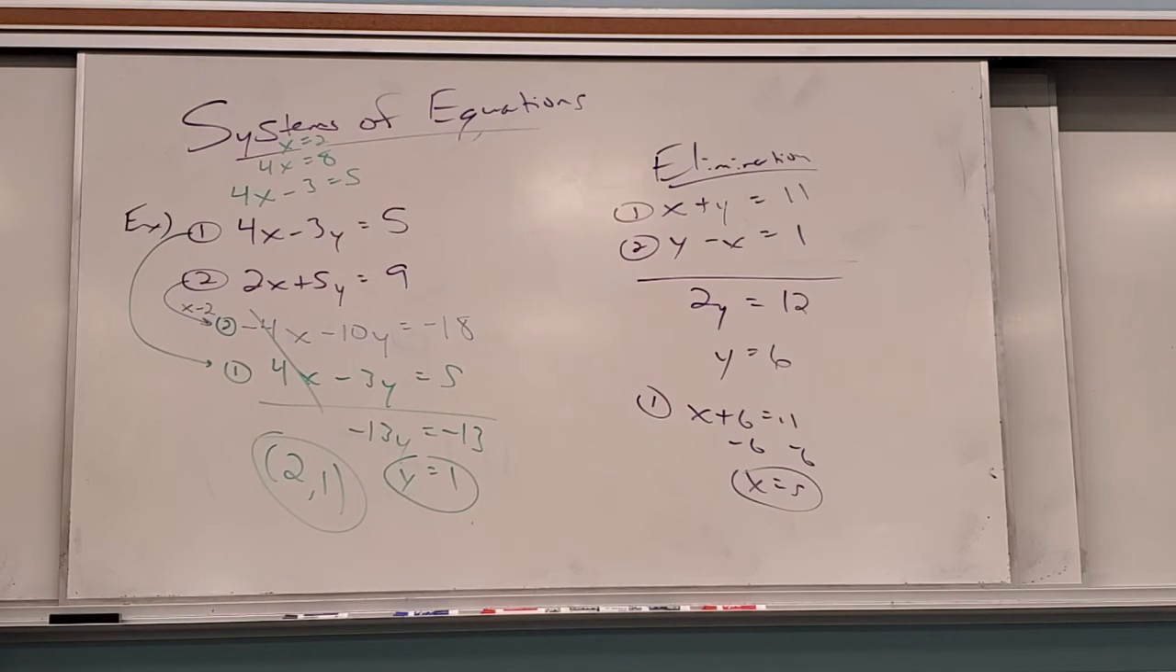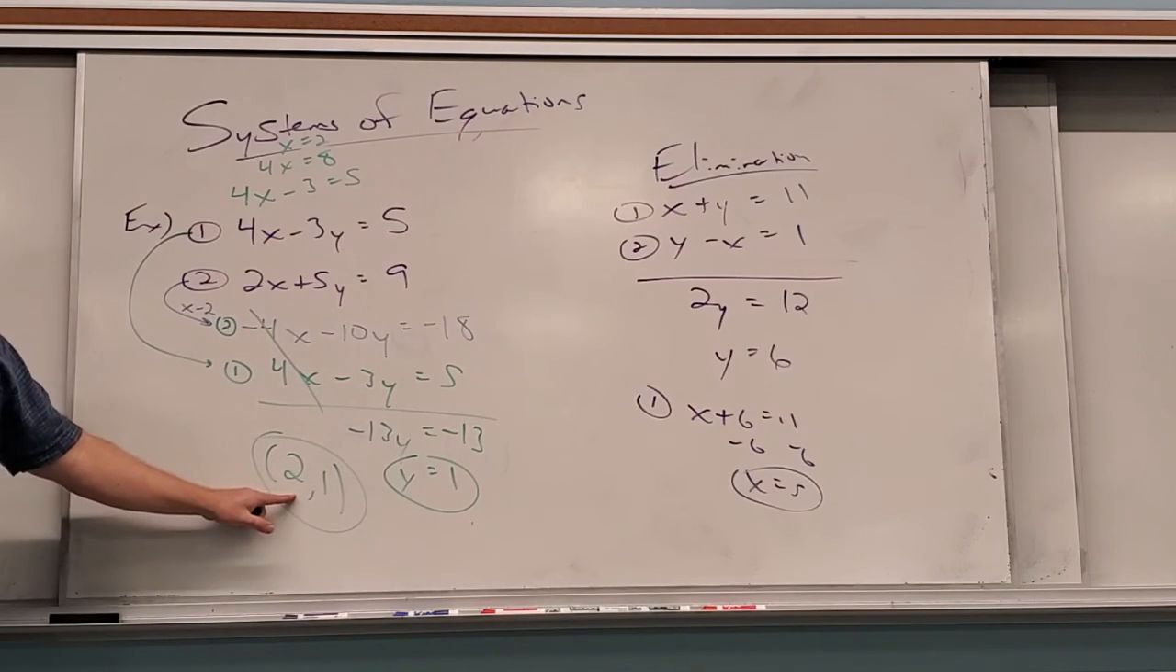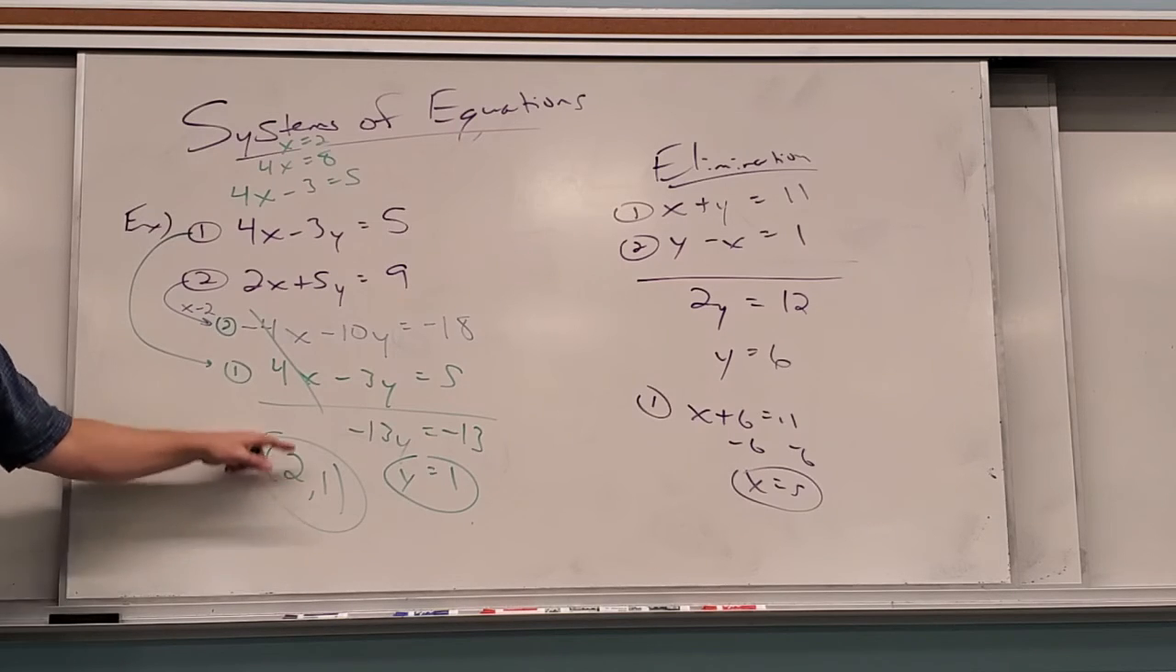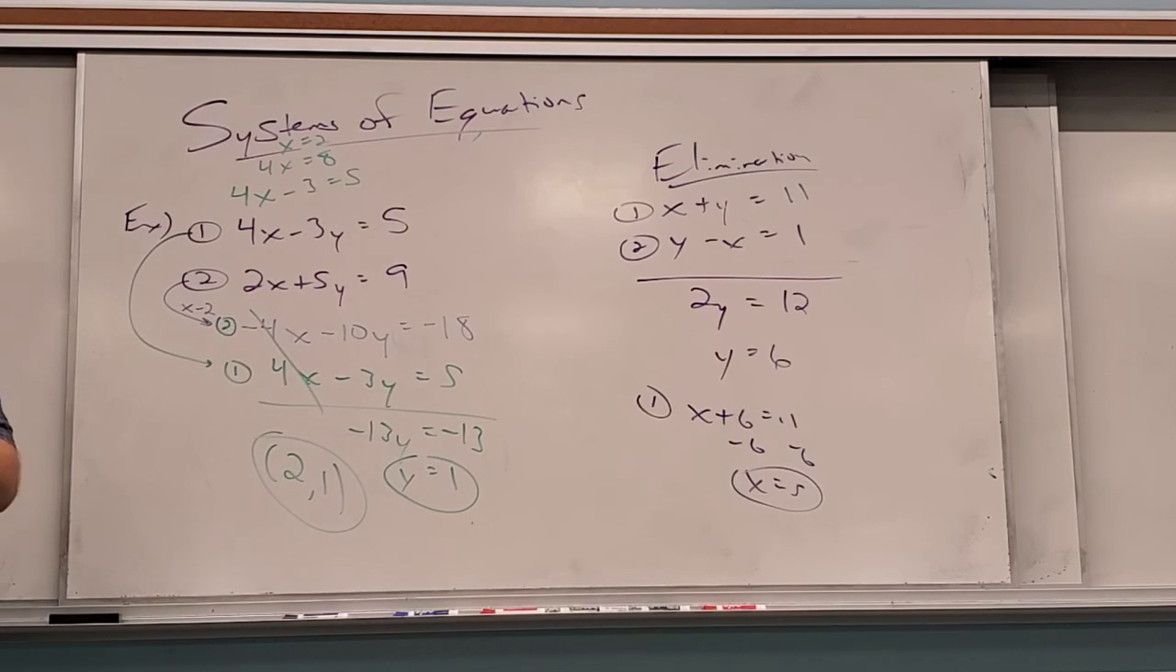Is that cool? Let me ask you this. If I graph that line and I graph that line, where do they meet? 2, 1. The answer to a system of equations is always the point where these two things meet.